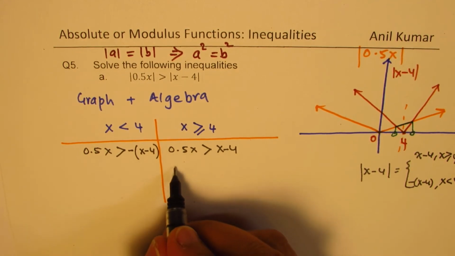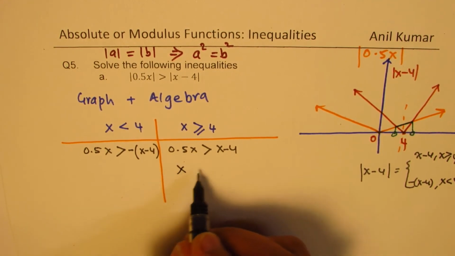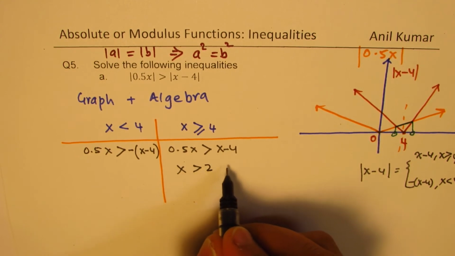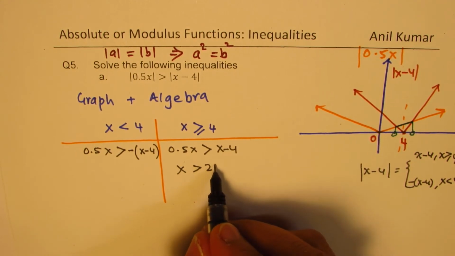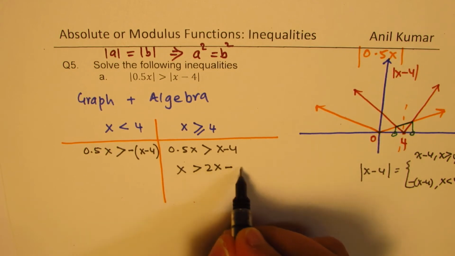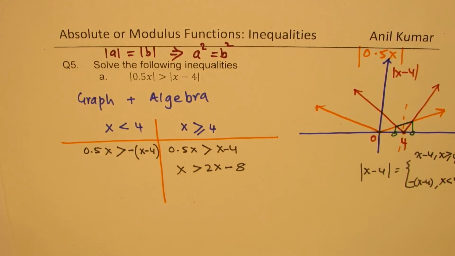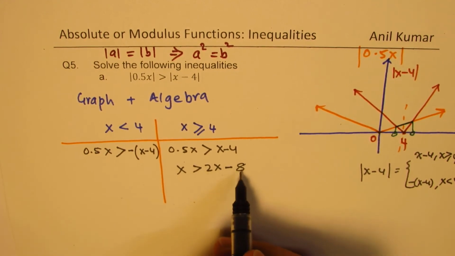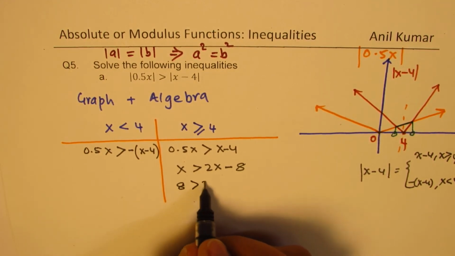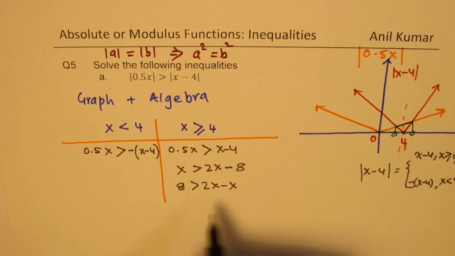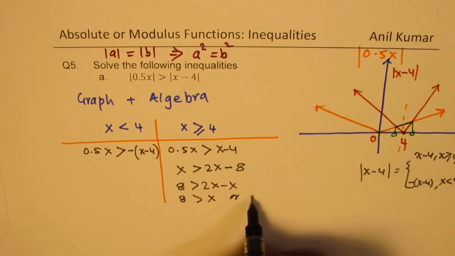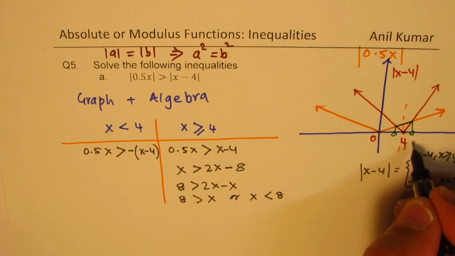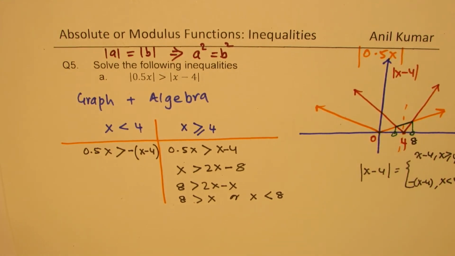So that gives you a solution. This is like half, right? So x is greater than 2 times (x minus 4), which is 2x minus 8. Just multiply both sides by 2, right? Or you could do this subtraction. Bringing 8 to this side, we get 2x minus x, or we can say that 8 is greater than x, or x is less than 8. So this point here is 8 for us. You get the idea, right?